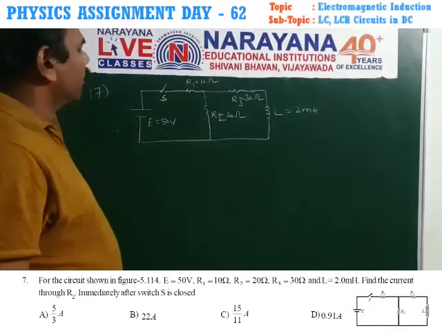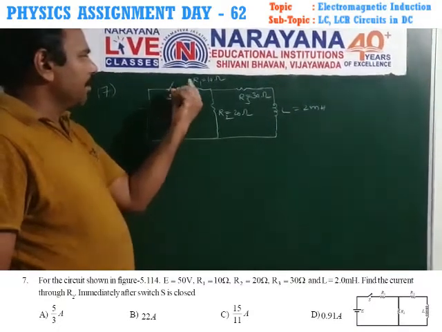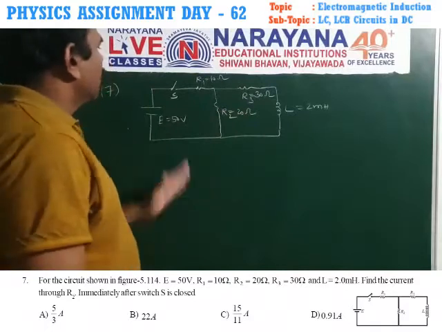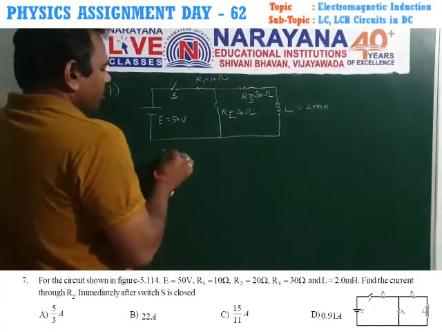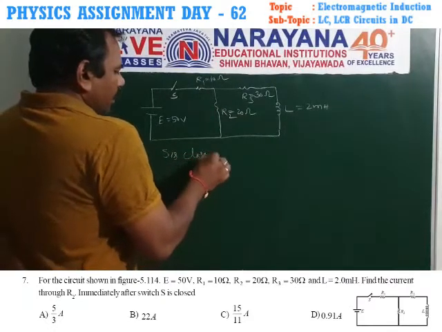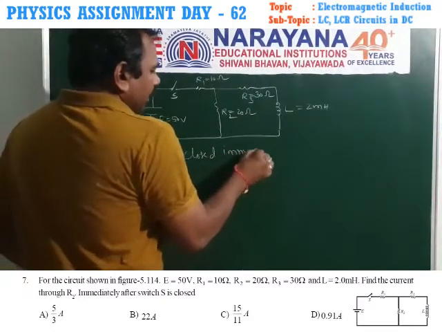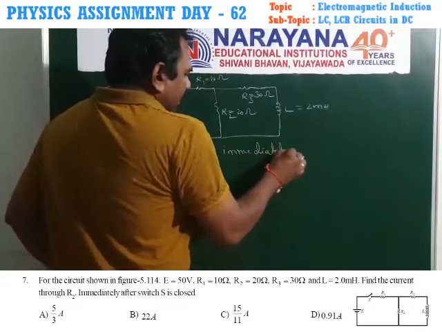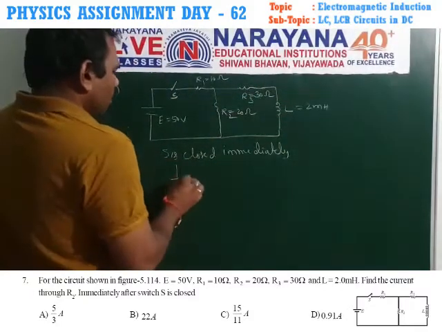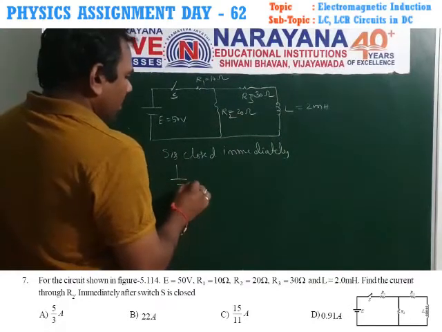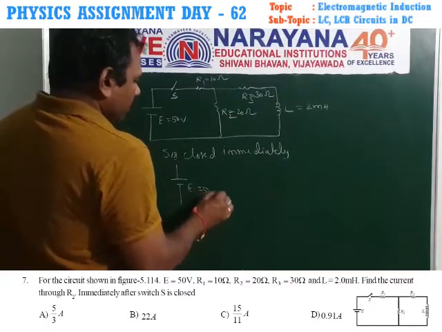In the seventh sum, the circuit diagram is as shown. So the switch is closed immediately. When S is closed immediately, the inductor becomes an open circuit. So only the cell of EMF E equal to 50 volts is there.